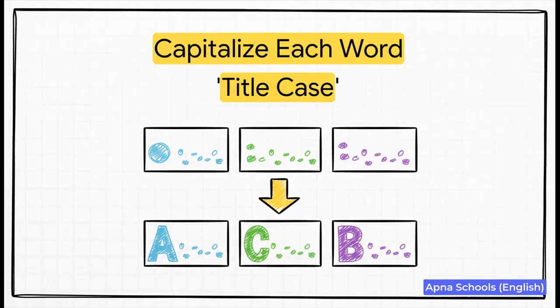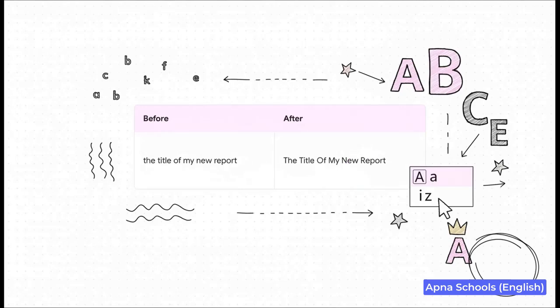Our fourth tool is capitalize each word. Now, you probably know this better as title case, and it's perfect for titles. Think reports, articles, headlines, that kind of thing. This option is so handy. It goes through and capitalizes the first letter of every single word, giving your text that professional, polished look you need for a formal title. Way faster than doing it by hand, right?